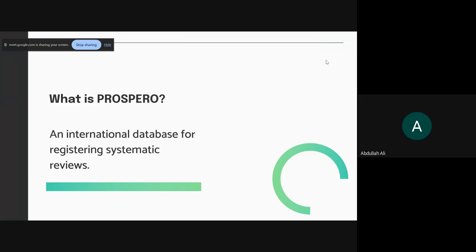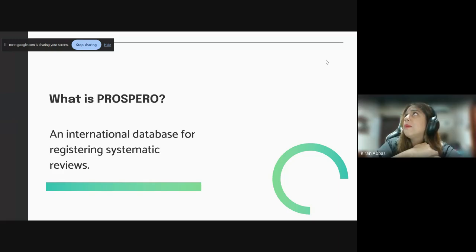Now, there's another question. Yeah, I think let's wait because we are already 20 minutes into our extended time period, because I just want to finish this Prospero thing. Then we can have questions.